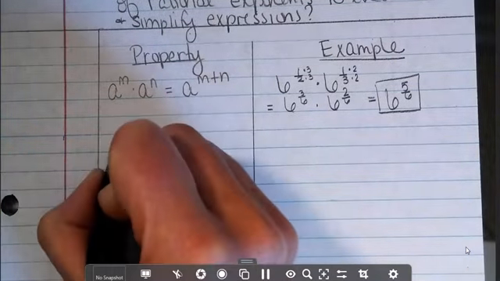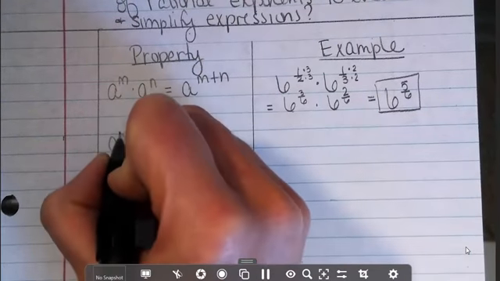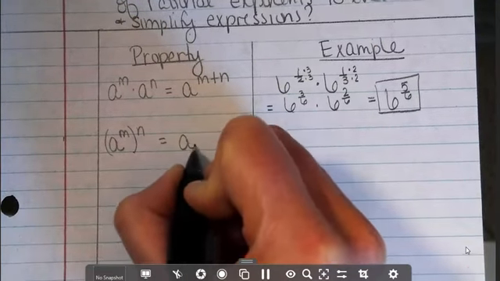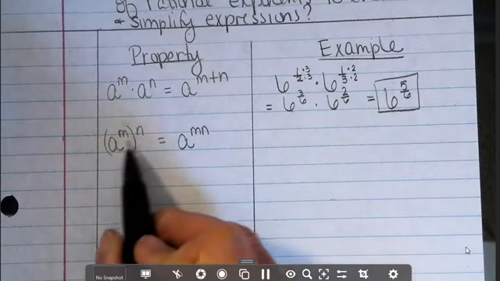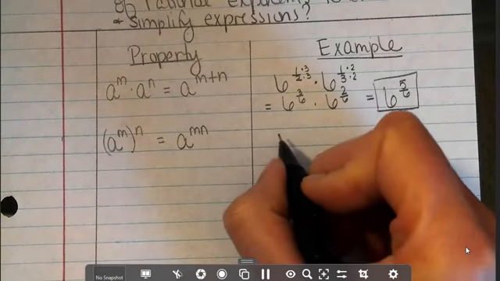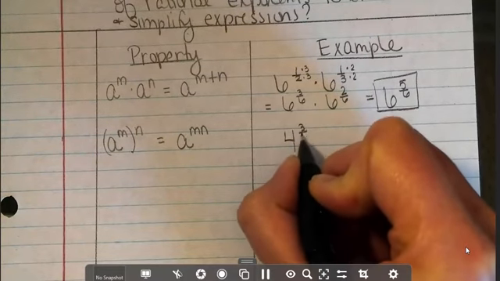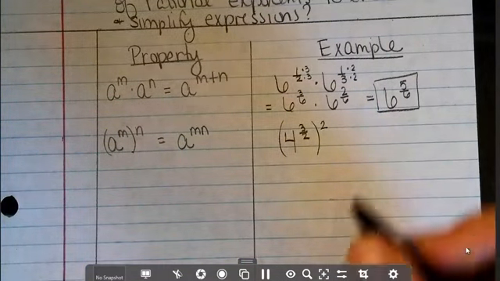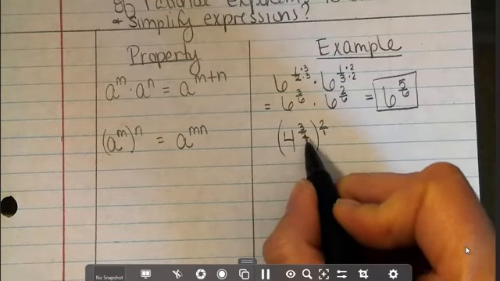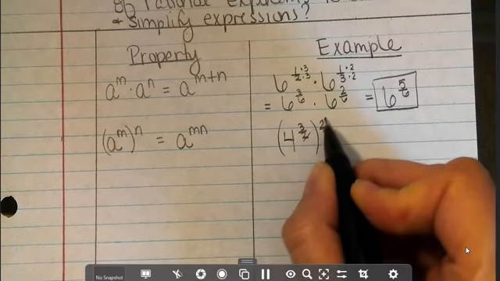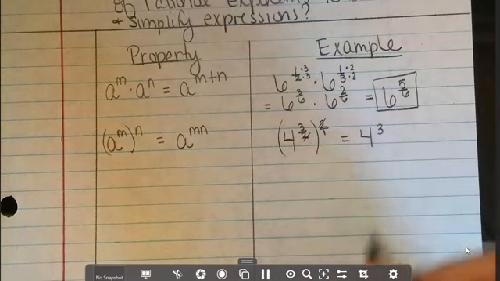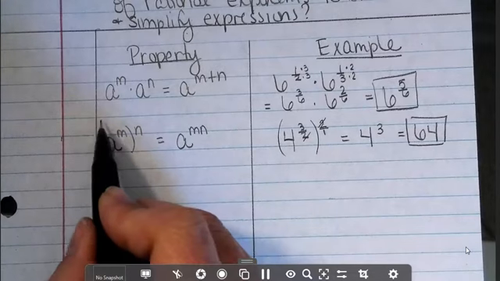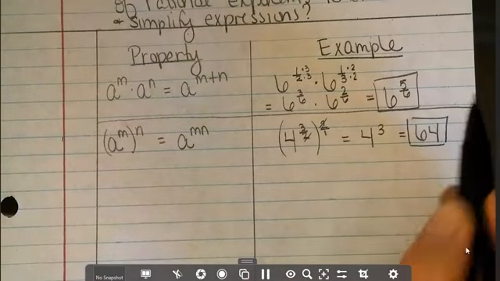All right, next property was a power raised to a power. So I went over this quite a bit in the last lesson, but a to the m raised to the n really means that you're going to multiply the two exponents together. So what if I had, as an example, 4 to the 3/2 and I squared that? Well, that's pretty nice of me because that makes this a really easy problem, right? The denominator here reduces with the numerator. And so really all I get is 4 cubed, which is the same thing as 64.